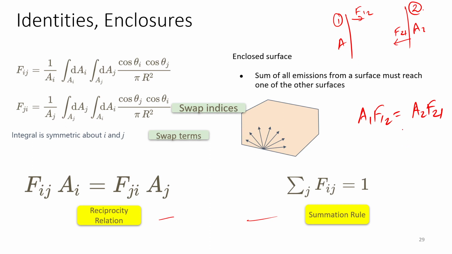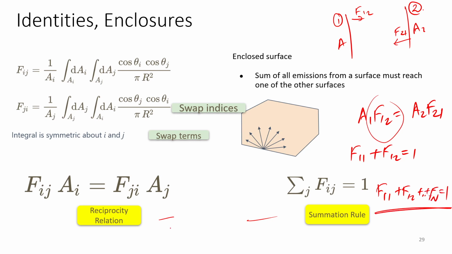So using this, we can find the values of the view factors F12 or F21 along with using the summation rule. The summation rule states that the summation of Fij equals 1, that implies F11 plus F12 is equal to 1 for this system. Similarly, if we have more than two surfaces, then we can write F11 plus F12 plus dot dot F1n is equal to 1. So these two rules will be useful in order to find the view factor for different kinds of geometries.